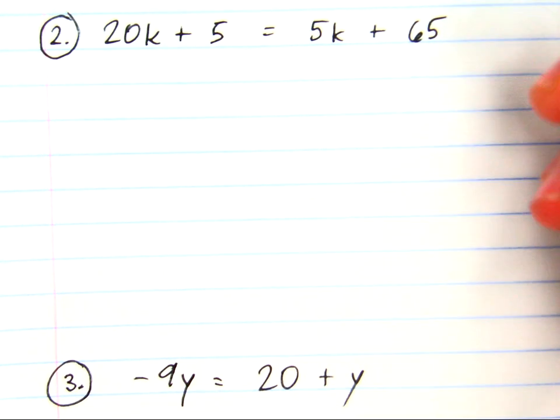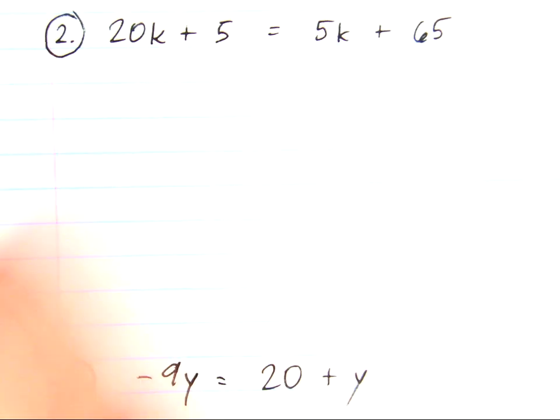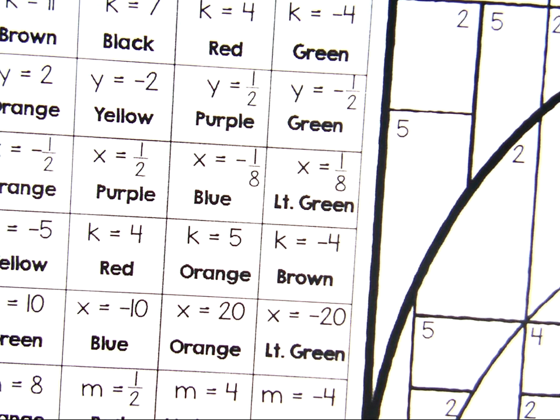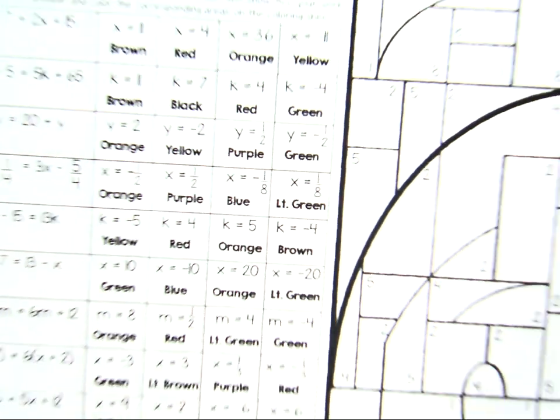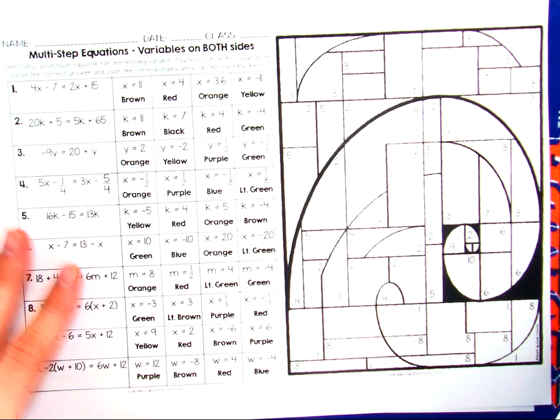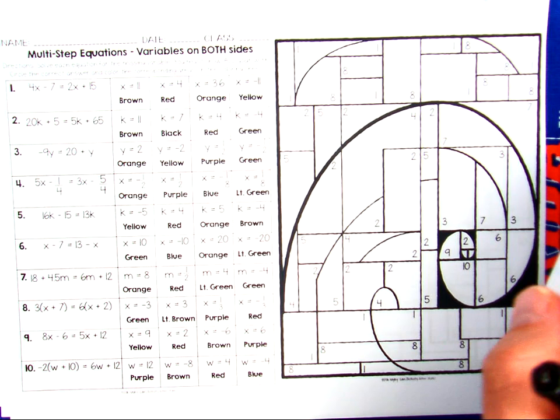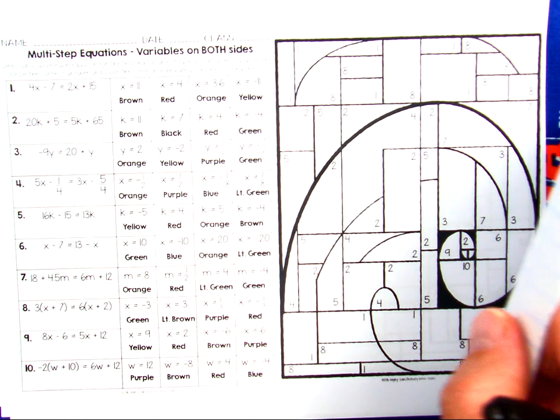All right, here we go. This is the homework for tonight. Number one we did in class. It looks like this. We're doing just this page, the page that says multi-step equations, variables on both sides.